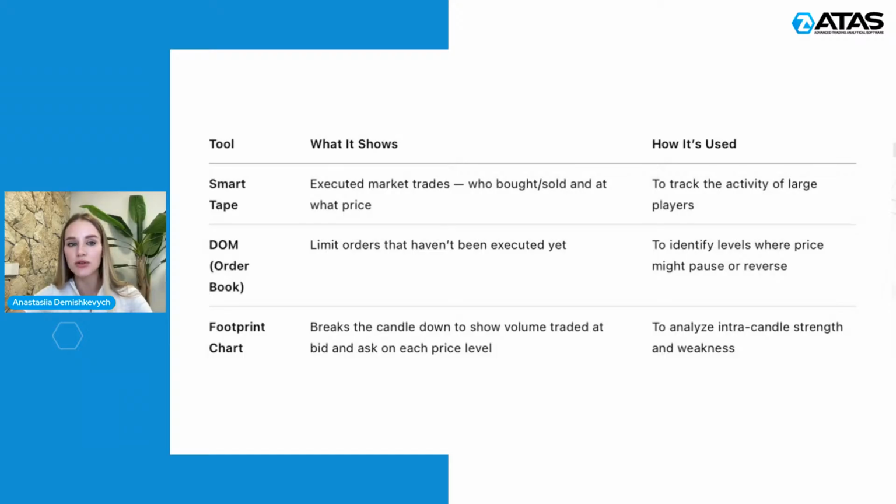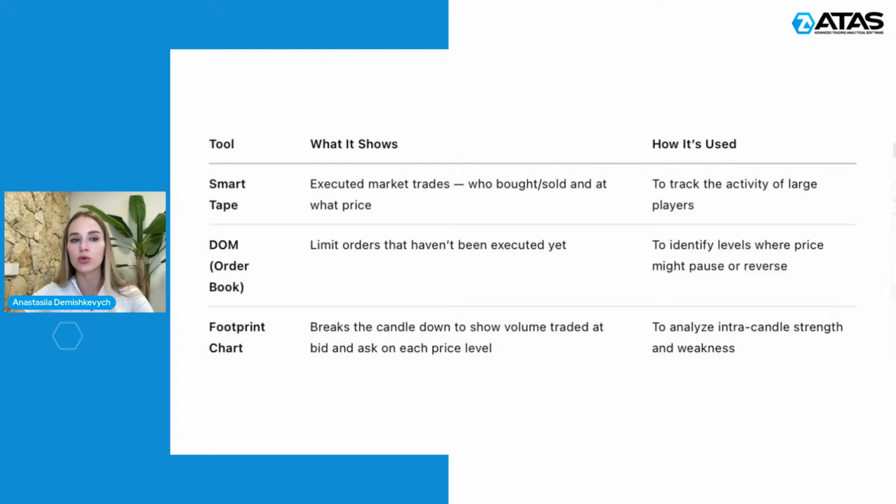Next, the depth of market lets us see what participants intend to do. In the previous slides, you saw the simplified version of the depth of market, but that's essentially how it works. We're going to go through the real version, where you will see the limit orders that haven't been executed yet. It's used to identify levels where price might pause or reverse. Those levels usually also act like a magnet for the price.